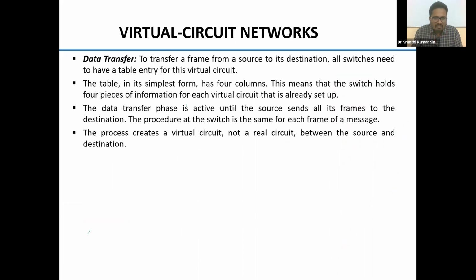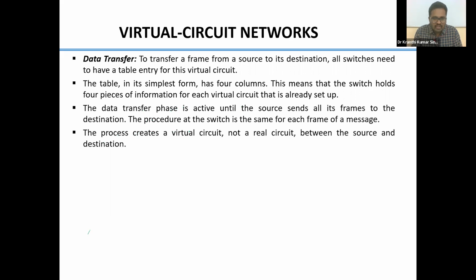So the table in its simplest form has 4 columns. That means that the switch holds 4 pieces of information for each virtual circuit that is already set up. The data transfer phase is active until the source sends all its frames to the destination. The procedure at the switch is the same for each frame. If data is not available, then all those virtual circuit identifiers are disabled.